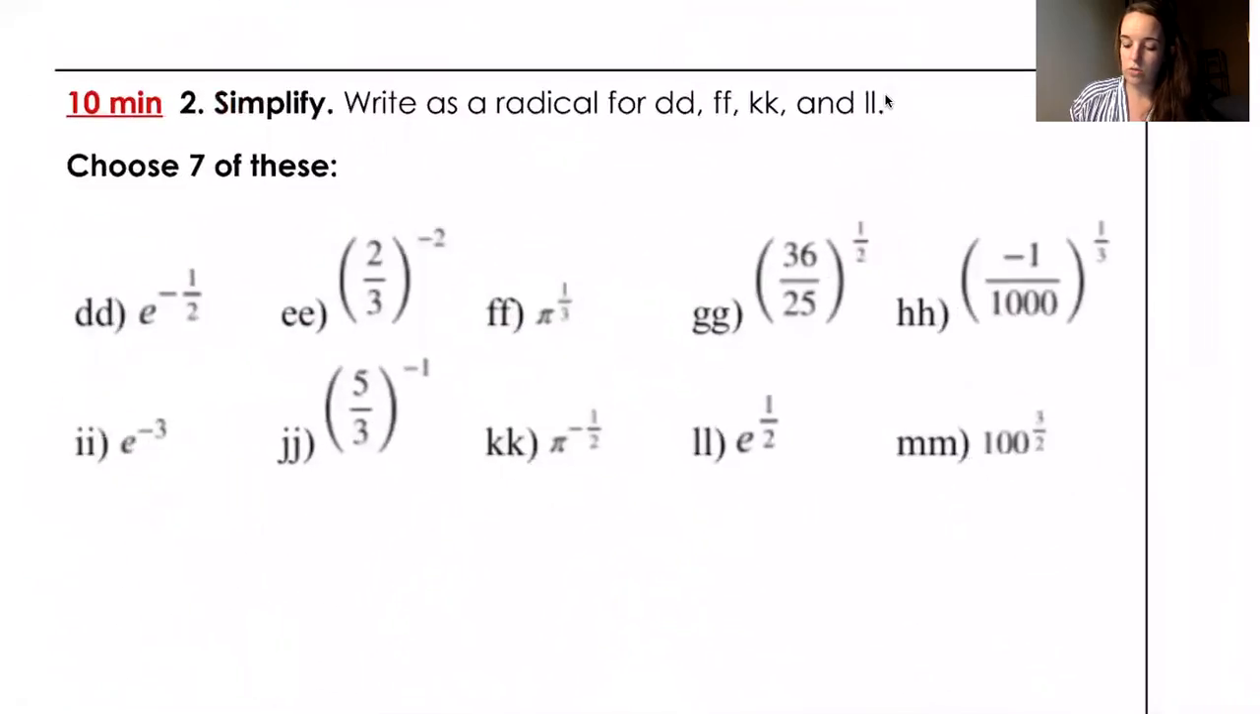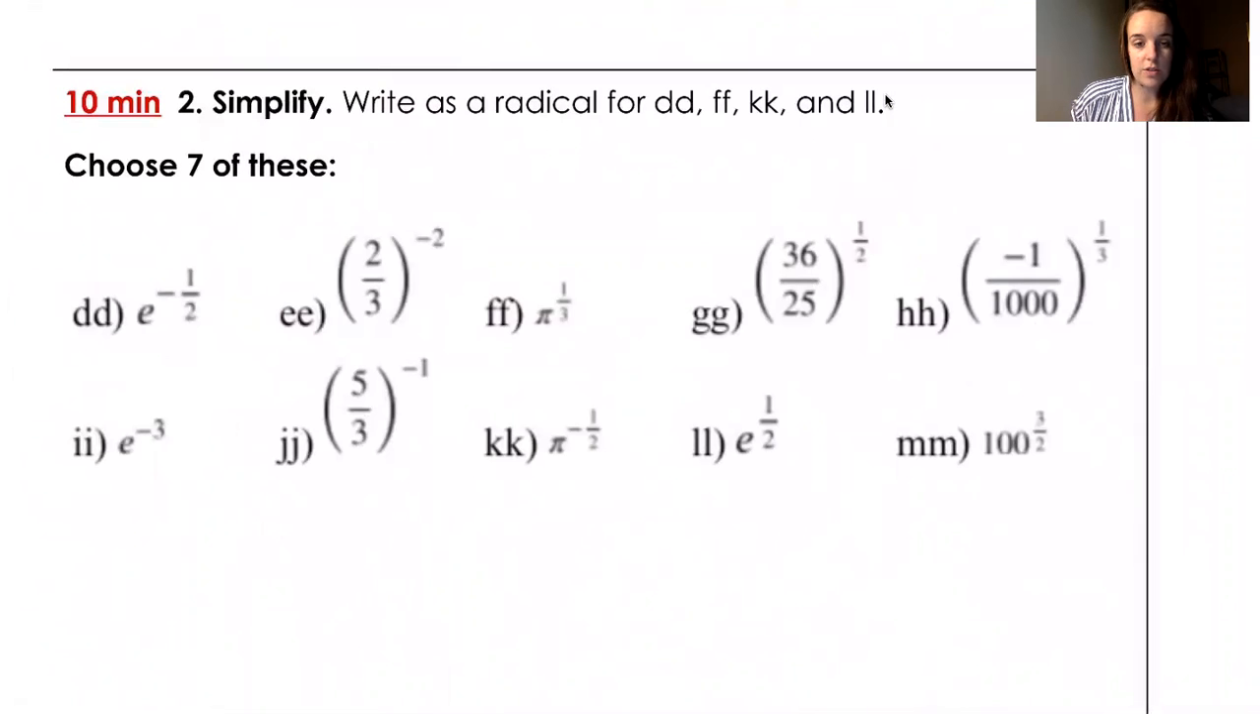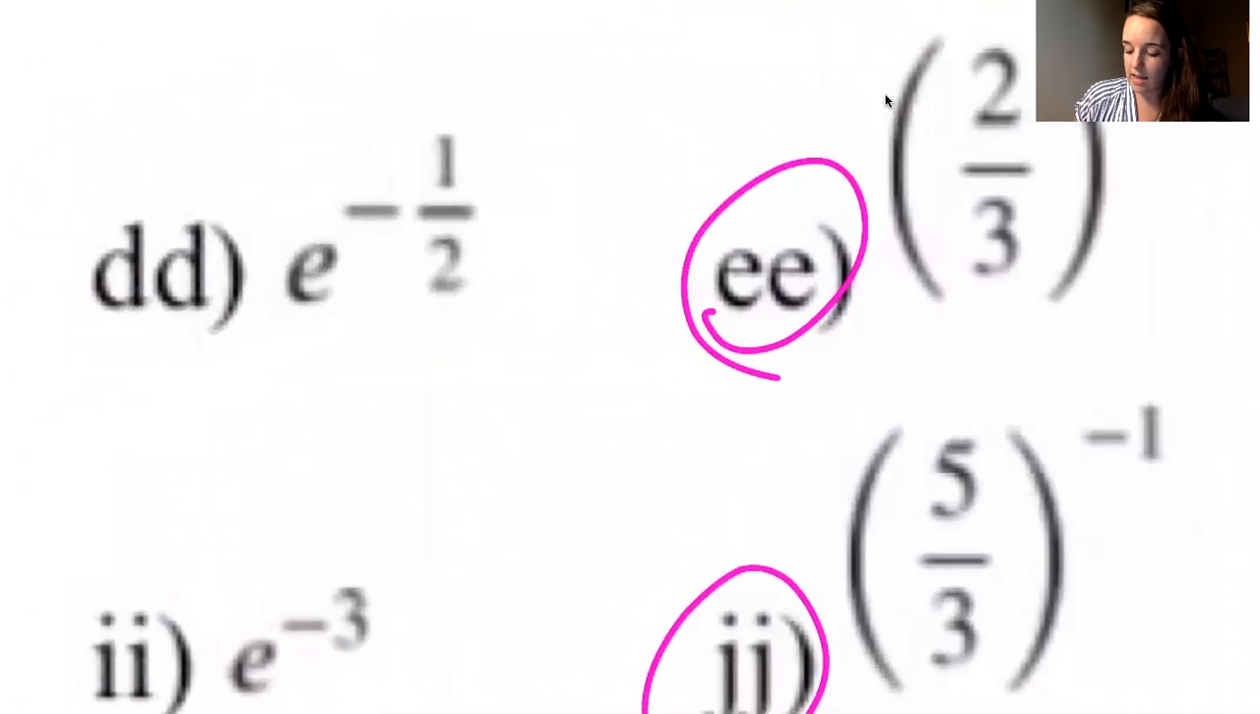For number 2, we are again simplifying. So we're choosing 7 of these problems. EE and JJ are very similar to problems we did already. Let's go ahead and do DD. It says write a radical for DD. So since this is a negative, I know it's going to be on the bottom. So 1 over this. And then they want us to write it with a radical.